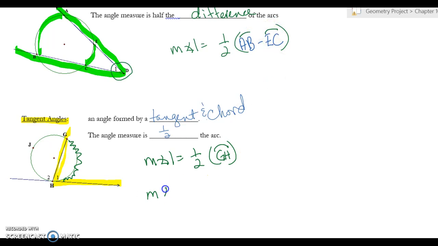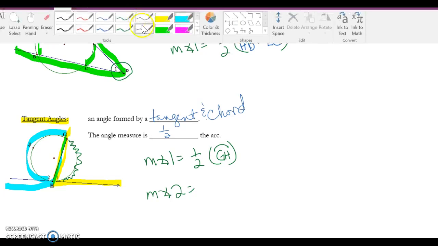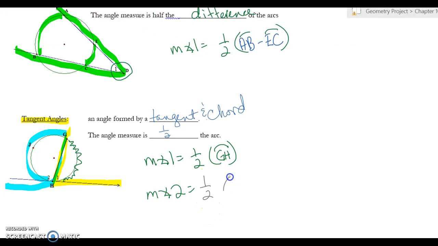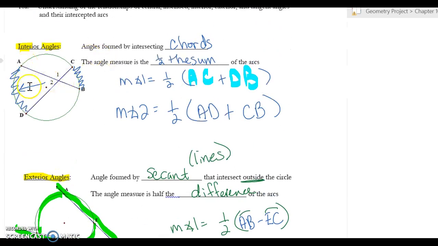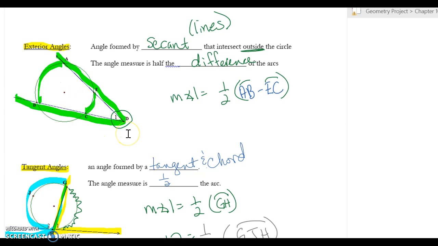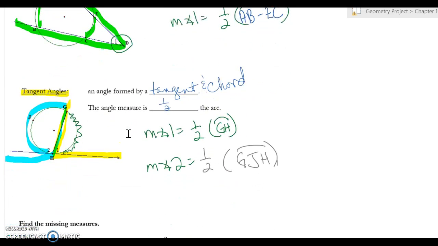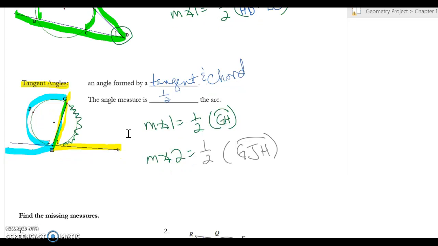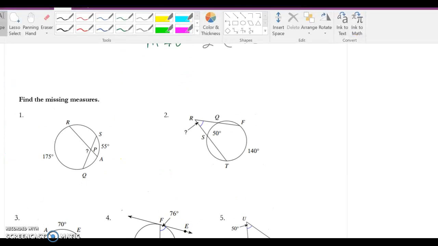Okay, measure of angle 2, it's the same thing, but this time angle 2 is on this left side, and so it's this left arc. And that's a major arc, so you're going to have to do 1/2 of the major arc, which is GJH. So if you have two angles inside, you're going to take half of their sum. If you have an angle on the outside, you're going to take half of the difference. And if it's on it, you're just going to take half of it. Okay? All right, so we need to go ahead and find these.